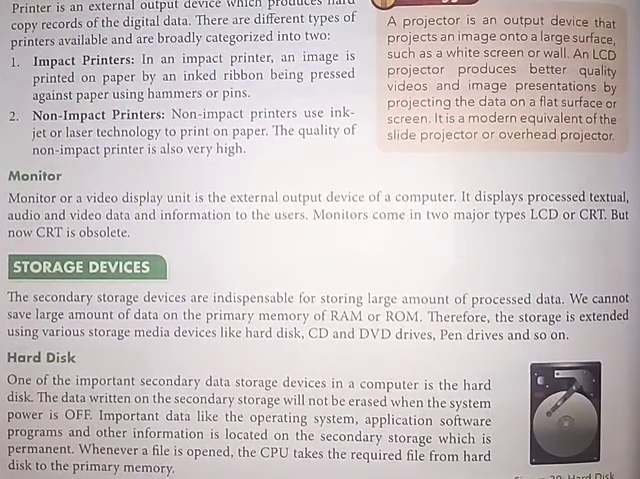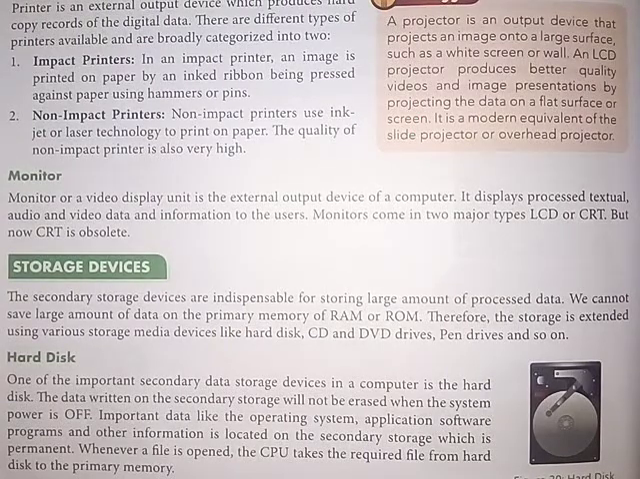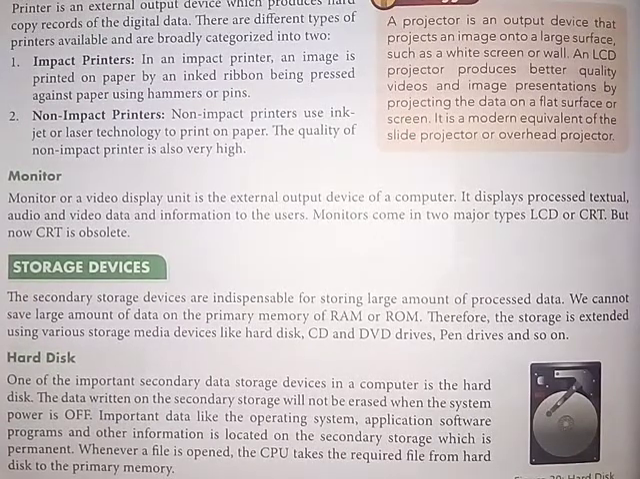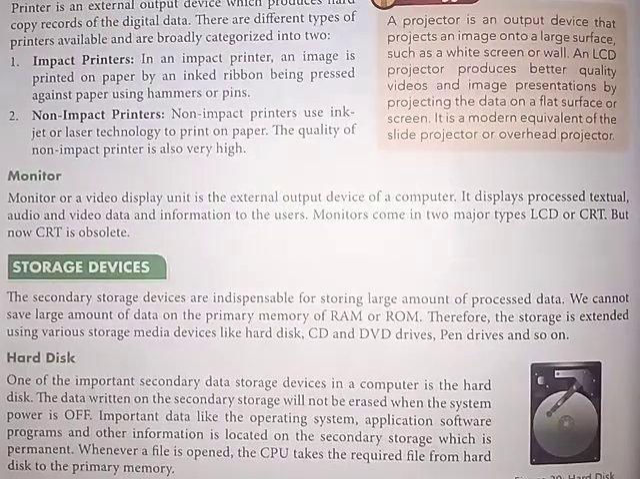The data written on the secondary storage will not be erased when the system power is off. Important data like the operating system, application software programs, and other information is located on the secondary storage, which is permanent. Whenever a file is opened, the CPU takes the required file from hard disk to the primary memory.